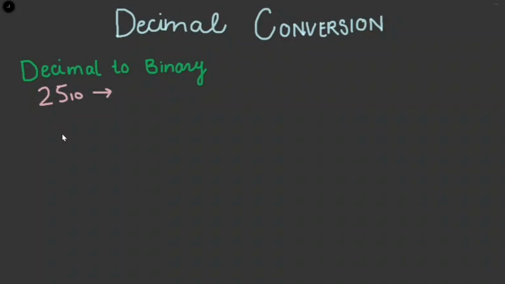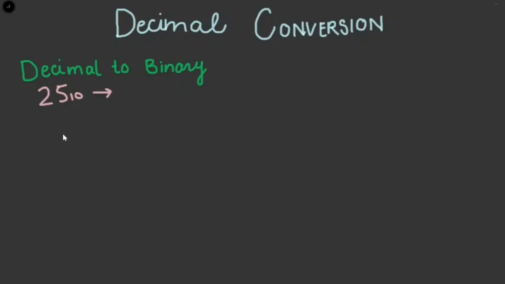Hi guys, today we're going to learn how to convert a decimal number into any other number system. Now this is very simple. The general method is that you take the decimal number and you repeatedly divide it by the base of the number system in which you want to convert it into.